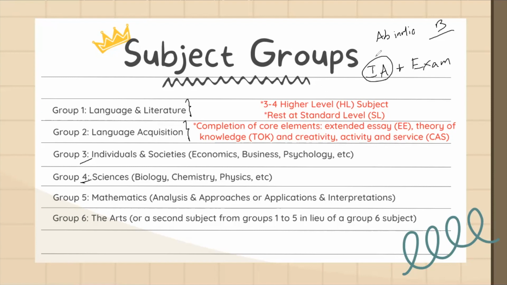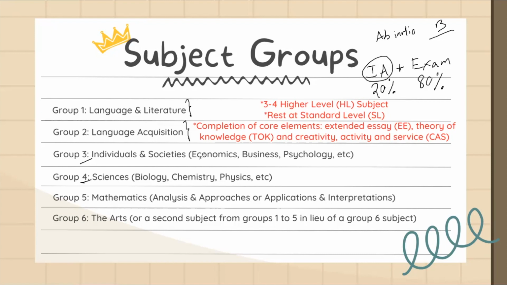So generally, IAs for most subjects will contribute to 20% of your final score, while 80% will go towards your examination. However, this depends on the subject. For instance, for language and literature and language acquisition and individuals and societies, if you are an SL student, taking the subject at a standard level, the IA will contribute to 30%.